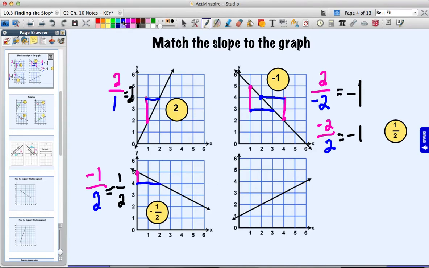Right, and then here we are going up 1, so this is a +1, and then we're going to the right 2, so a +2. So 2 positives gives us a positive slope of 1/2.